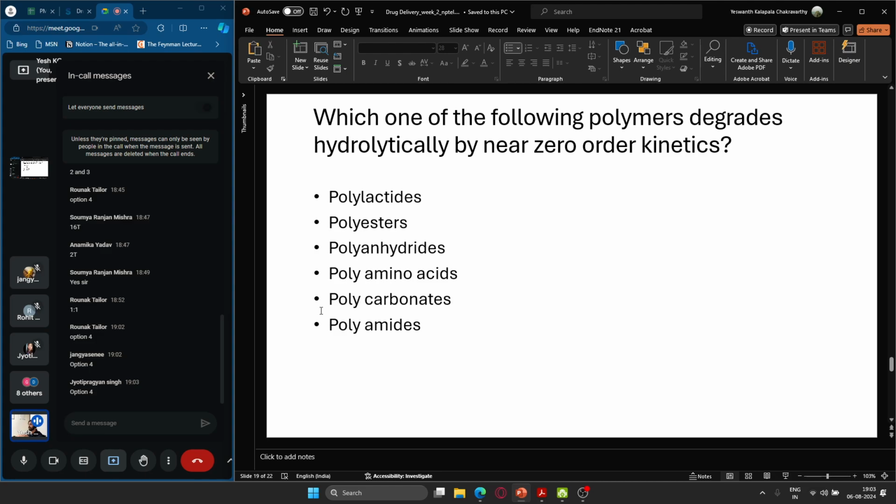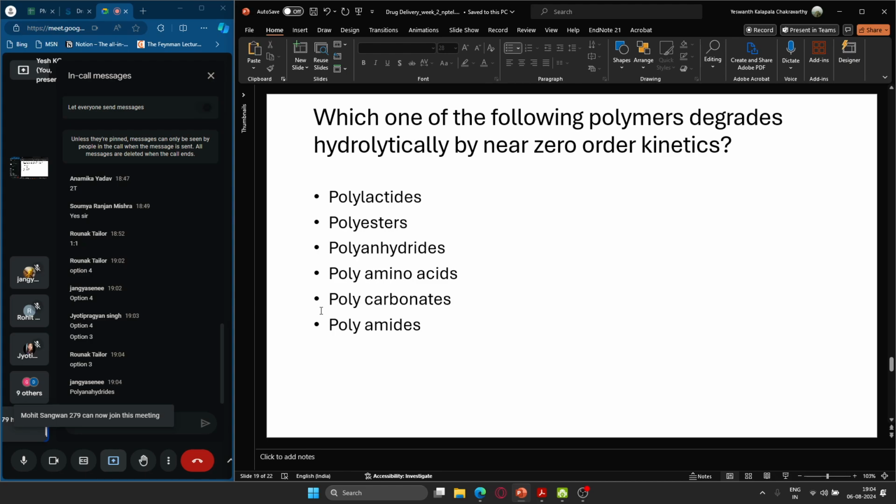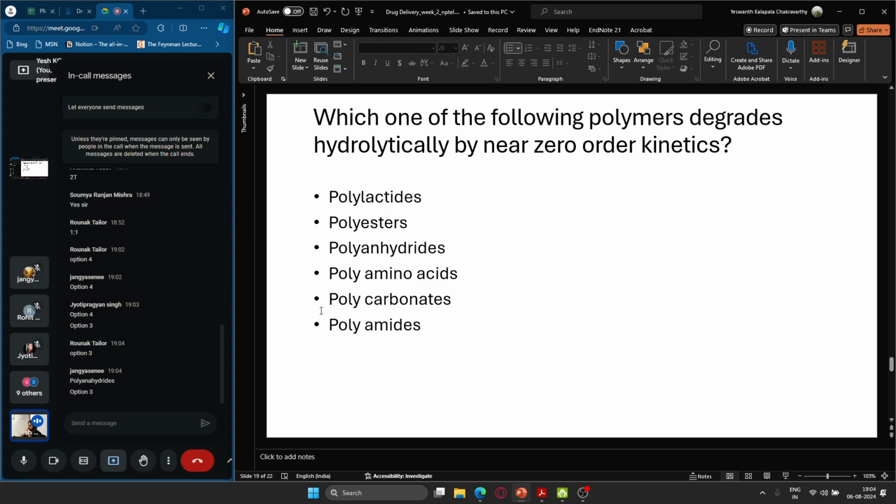moving on. Which one of the following polymers degrades hydrolytically by near zero order kinetics? Is it polylactides, polyesters, polyanhydrides, polyamino acids, polycarbonates, or polyamides? So they're asking which of these given options degrades hydrolytically with near zero order kinetics. Now, what is zero order kinetics? So can someone define what zero order kinetics is? Okay, you're saying polyanhydrides. Yeah, but first let's talk about what zero order kinetics is. So, what is zero order kinetics?